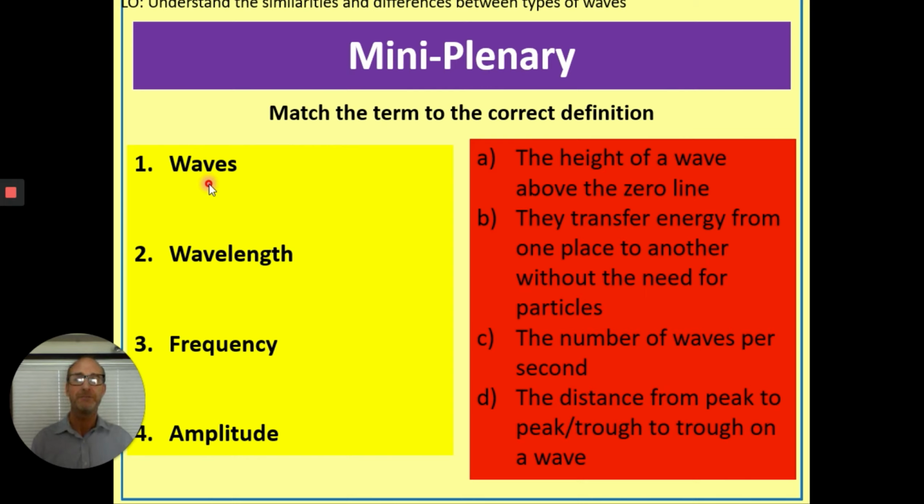So waves transfer energy from one place to another without needing particles or matter. Wavelength is the distance from peak to peak or trough to trough, or the same place on the wave. The frequency is the number of waves per second. And finally, amplitude is the height of the wave above the 0 line. So hopefully you got all 4 of those right.